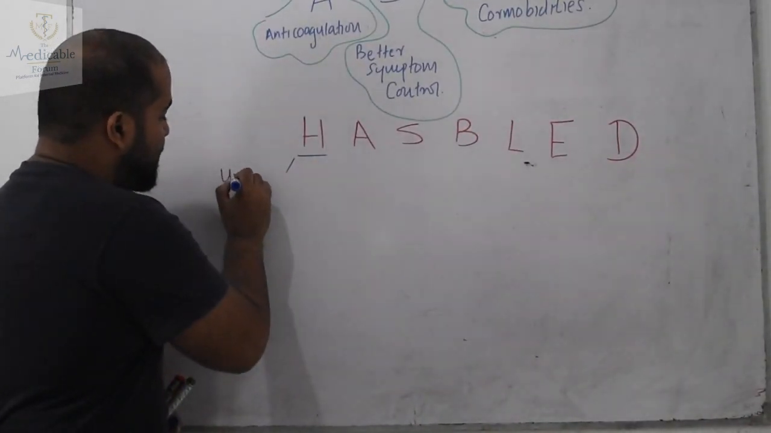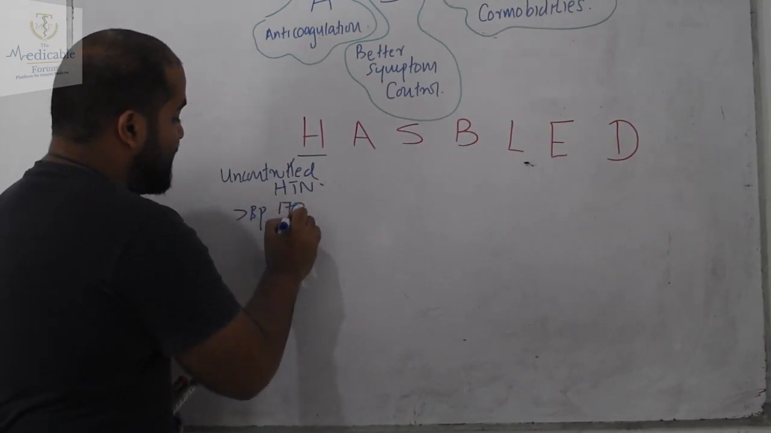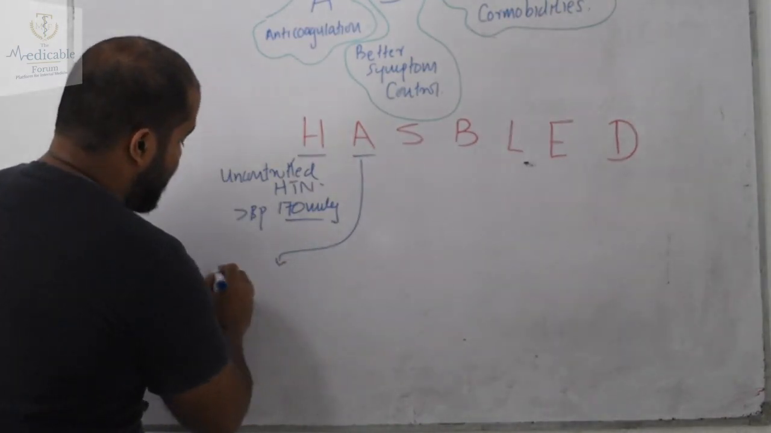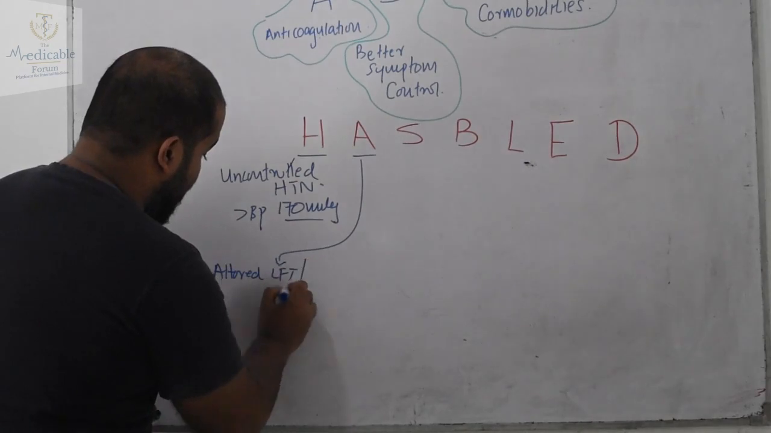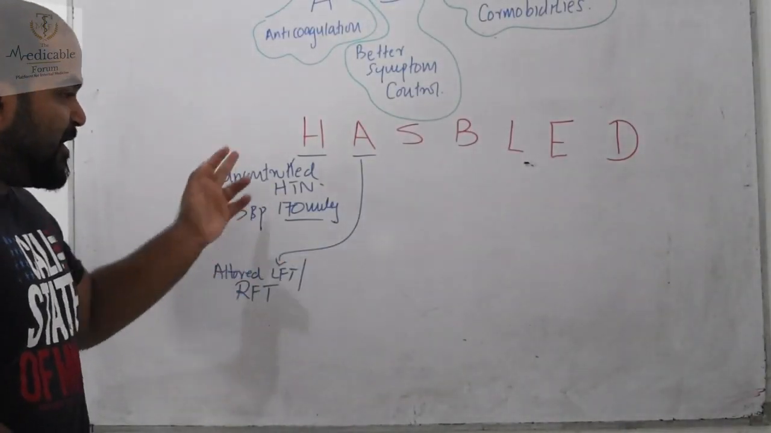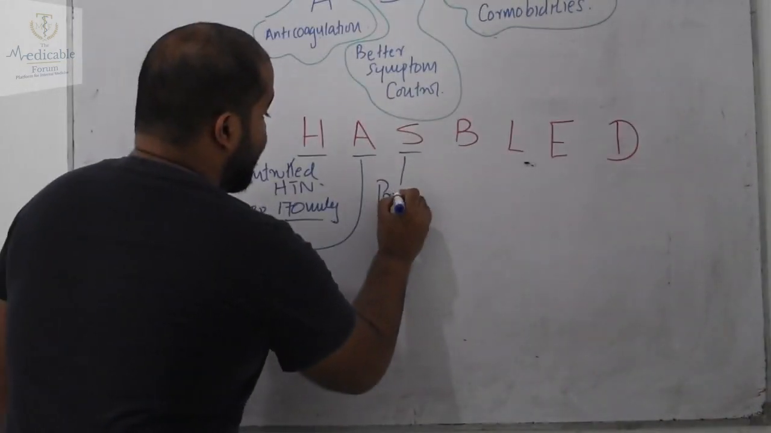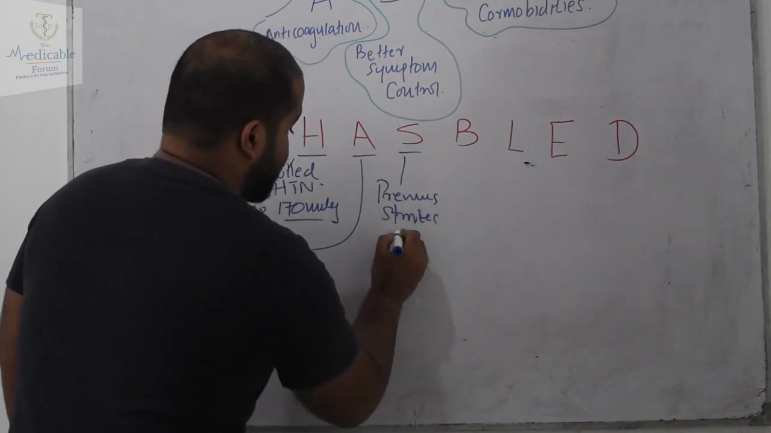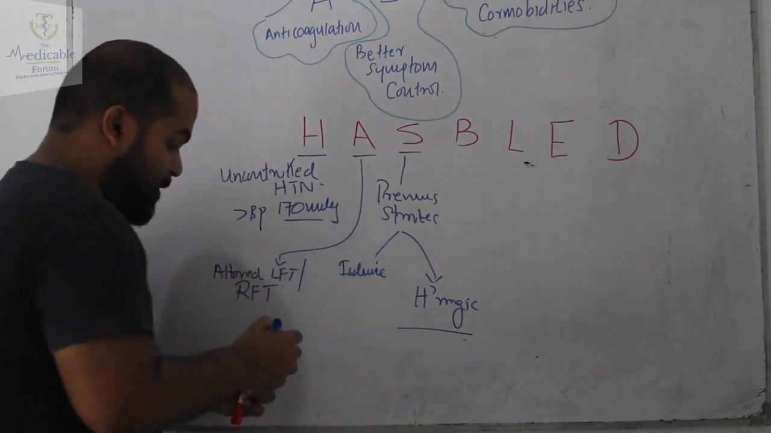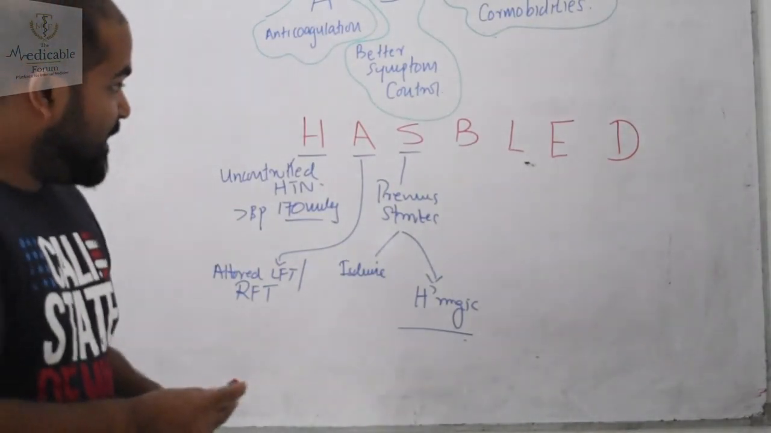H is uncontrolled hypertension. If the blood pressure is persistently more than 170 millimeters of mercury systolic, that is a risk of bleeding. Next, you have altered LFT or RFT, so altered liver or renal functions. They are also a risk of bleeding. Each derangement will get you 1 point. Next, previous strokes. It could be ischemic or it could be hemorrhagic. Having a history of such strokes is a predisposition to a bleeding event.